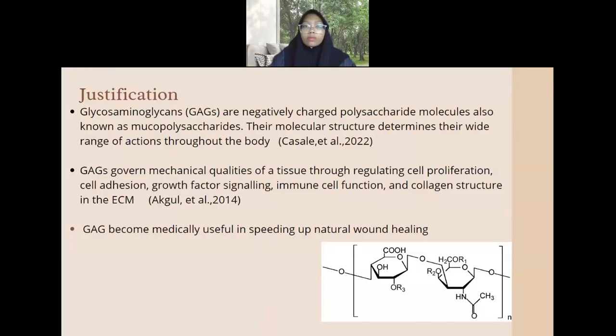So what is glycosaminoglycan? It is a negatively charged polysaccharide molecule, also known as mucopolysaccharide. Their molecular structure determines their wide range of actions throughout the body. GAGs govern the mechanical qualities of tissue through regulating cell proliferation, cell adhesion, growth factor signaling, immune cell function, and collagen structure in the extracellular matrix. GAGs become medically useful in speeding up natural wound healing.